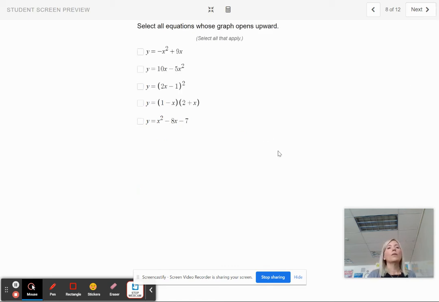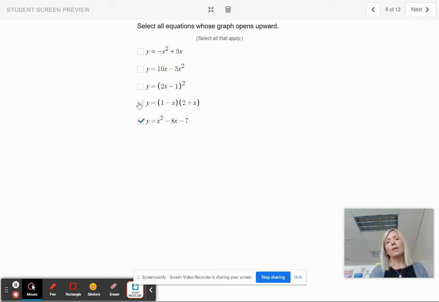Almost done. Okay, which graphs open upwards? We're looking for positive on the x's. This one's a little bit tricky. I'm going to go from the bottom to the top. The bottom, it has to be a negative out here in the front to make it go down. So that one's going up.